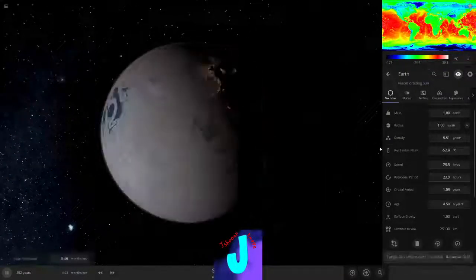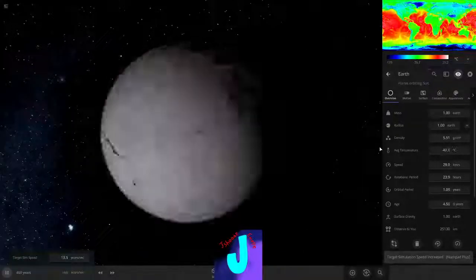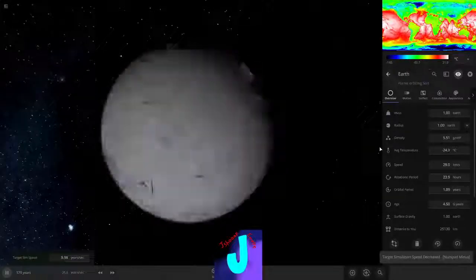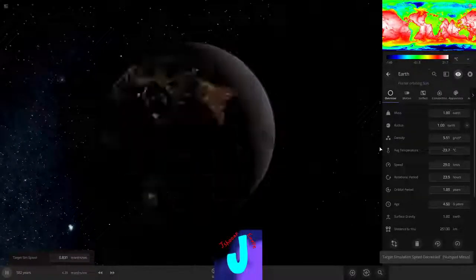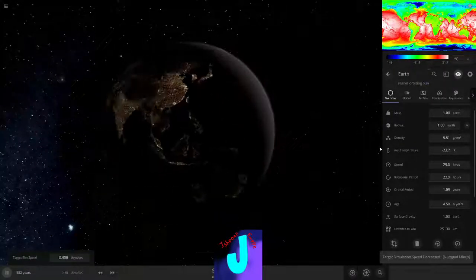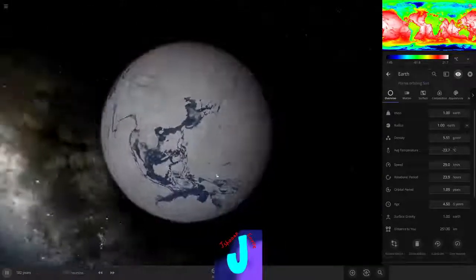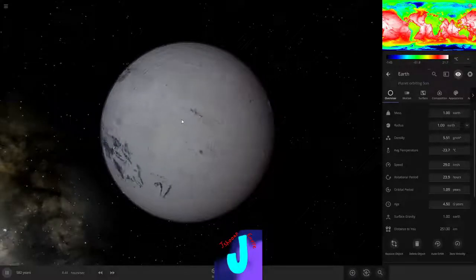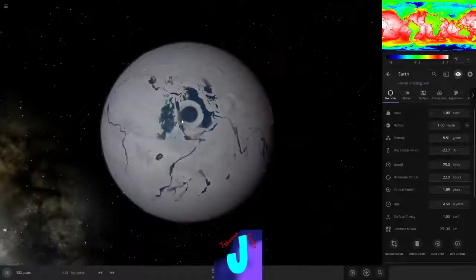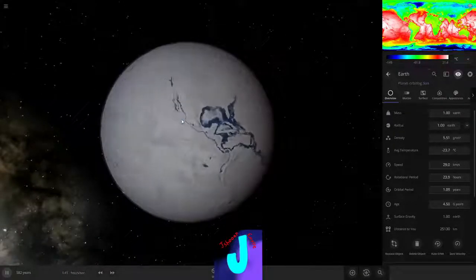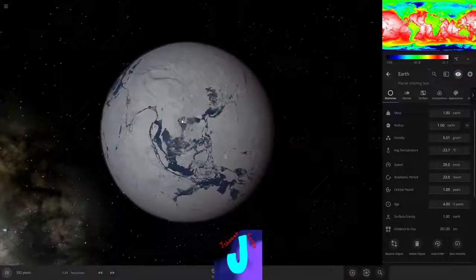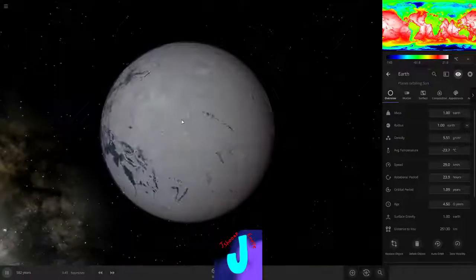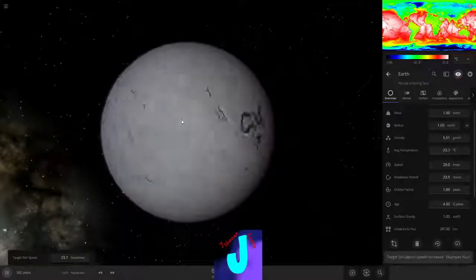So I will be speeding up the simulation a bit more so we can get the ice to melt faster. Okay, so some things are happening. The ice is finally melting. Another unique thing is the pure fact that Earth at some point in time in its history was something called a snowball.